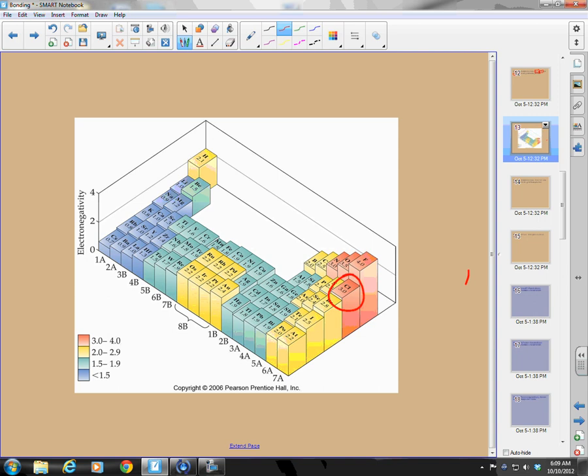Chlorine, here's chlorine. So chlorine, it's a 3.0 minus a 3.0. What do I get? 0. That means it's what? Pure covalent. Good. What's the next one?